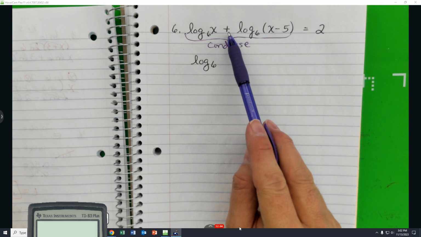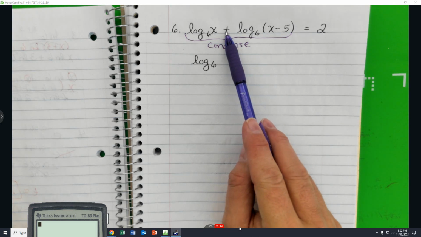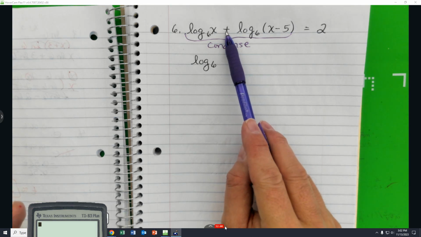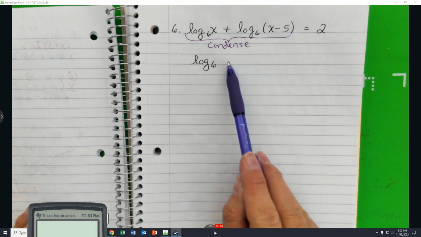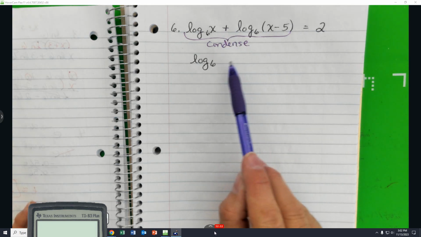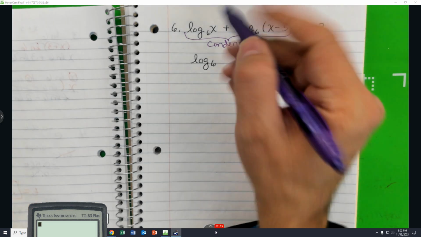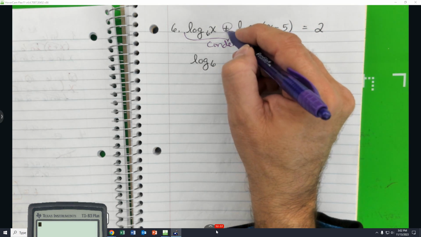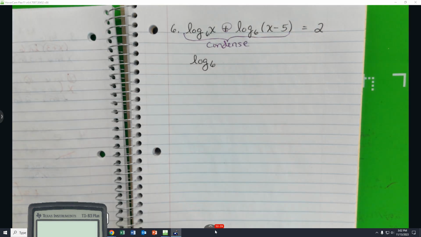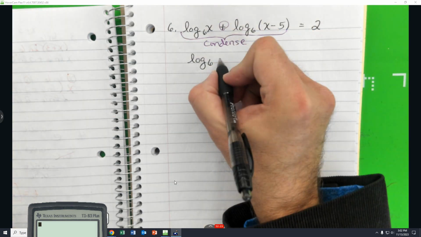Remember that? You look at this sign here. If there were a minus sign right here, there'd be a fraction bar, but there isn't. It's a plus. So if we're not going to divide, what's the only other thing you can do to arguments? Multiply.